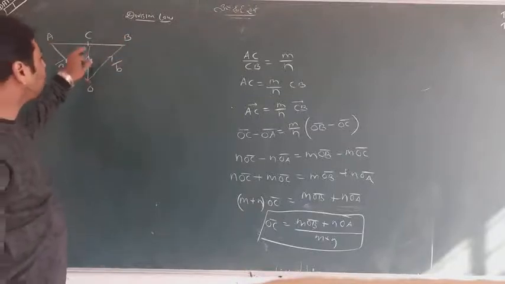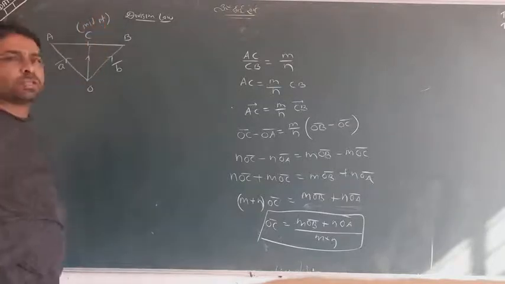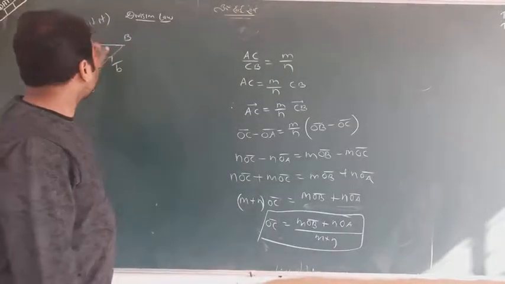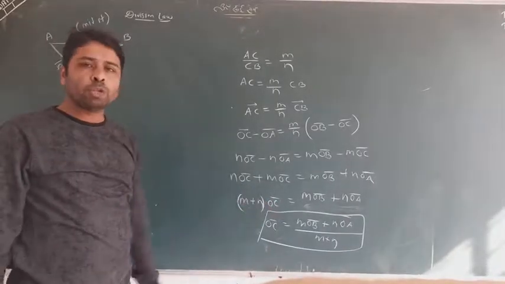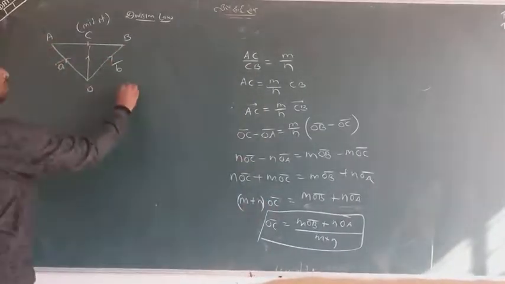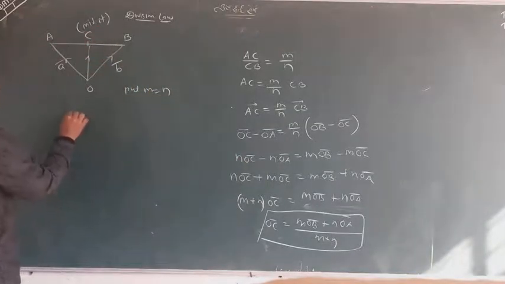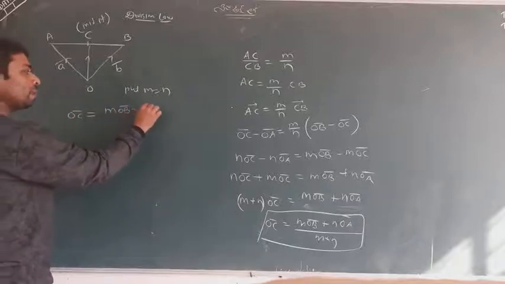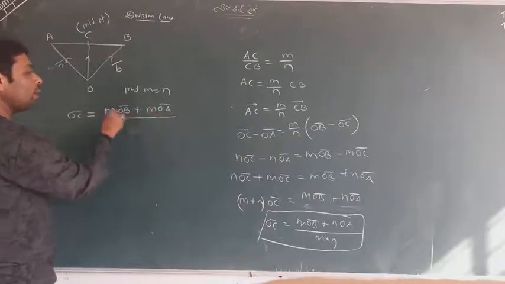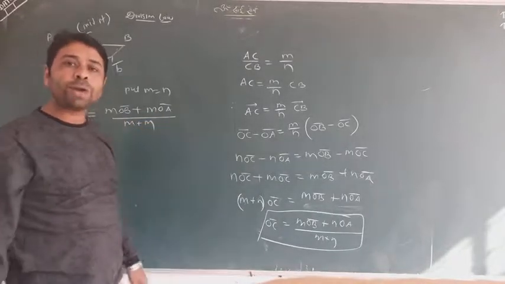You want to find the position vector of C, where C is a midpoint. When C is a midpoint, there is no meaning of M and N because both are equal. So in this formula, you put M equal to N, because it is a midpoint. So OC, the position vector of C, will be MOB plus MOA upon M plus N. I change all N in the form of M.